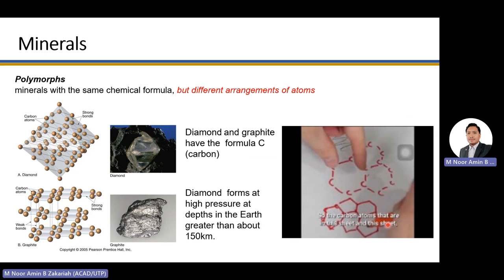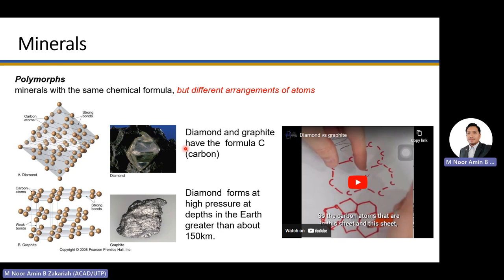In geology, a polymorph is a mineral with the same chemical formula and composition but a different crystal structure. This means the atoms in the mineral are arranged in different ways, which gives the mineral different properties, even though they have the same composition. Two common examples of polymorphs are graphite and diamond. Both graphite and diamond are made up of 100% carbon atoms, but they have very different properties: graphite is soft and slippery, while diamond is the hardest natural substance.